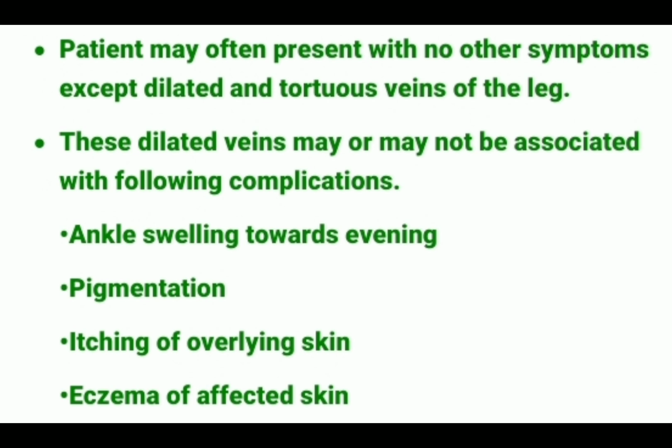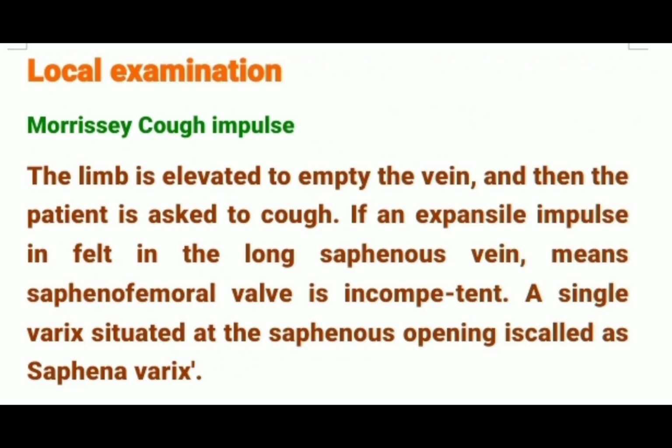These dilated veins may or may not be associated with following complications like ankle swelling towards evening, pigmentation, itching of overlying skin, and eczema of affected skin. Local examination. Morrissey cough impulse test. The limb is elevated to empty the vein, and then the patient is asked to cough. If an expansile impulse is felt in the long saphenous vein, it means the saphenofemoral valve is incompetent. A single varix situated at the saphenous opening is called a saphenovarix.